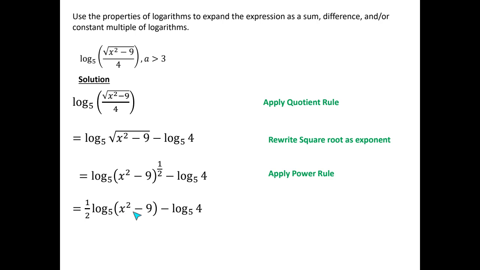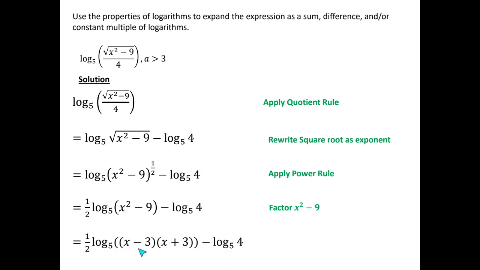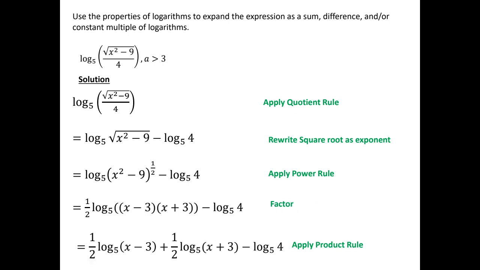Now inside of the parentheses here, we have x squared minus 9, and that's a difference of squares. We can rewrite it as x minus 3 times x plus 3. And now I have two things that are being multiplied in here. So I can separate it with addition using the product rule. So we have the 1/2 times log of x minus 3 plus the 1/2 log of x plus 3. So from here, notice that they're being multiplied, so we can separate with addition.